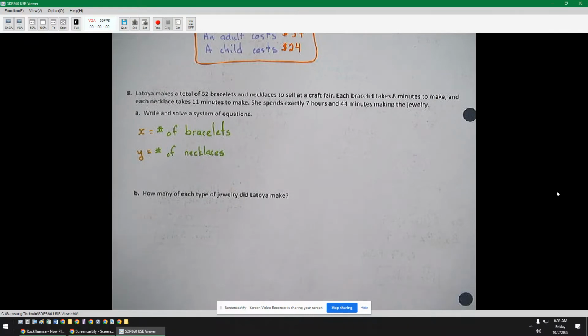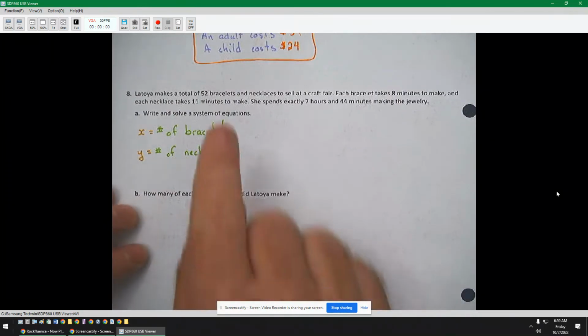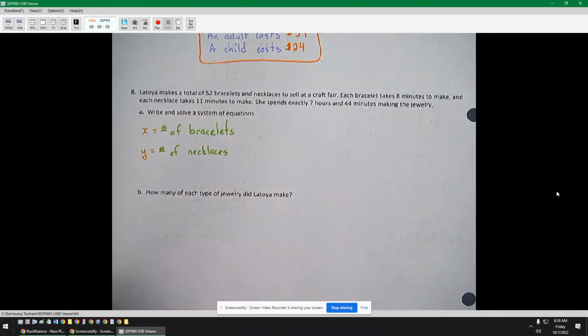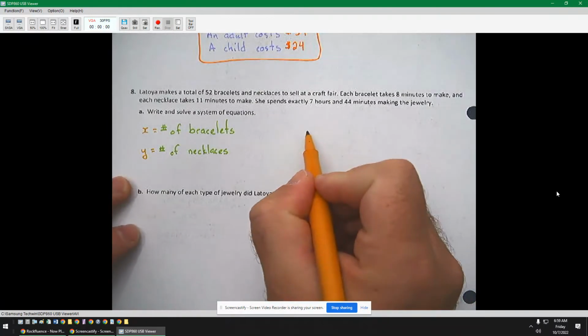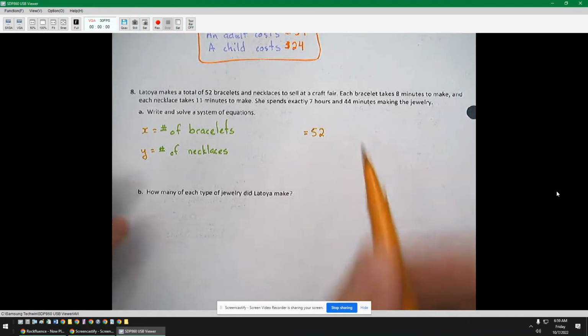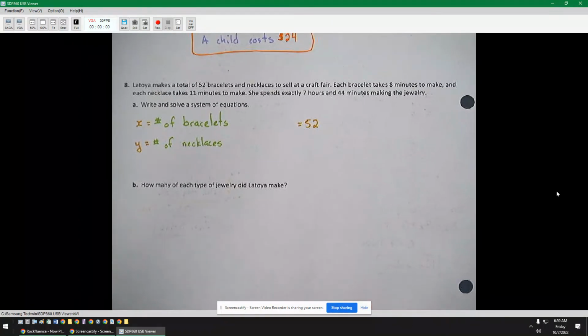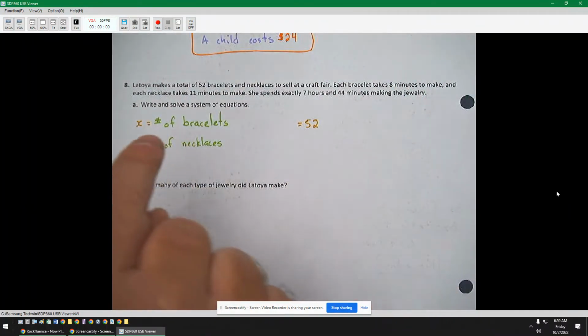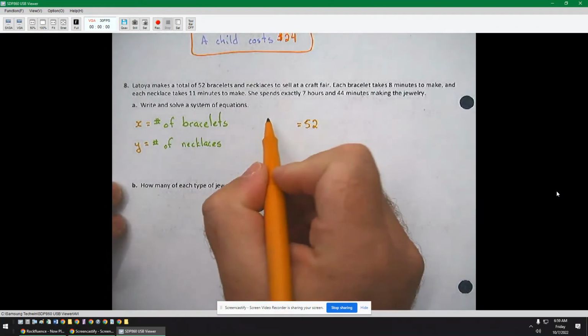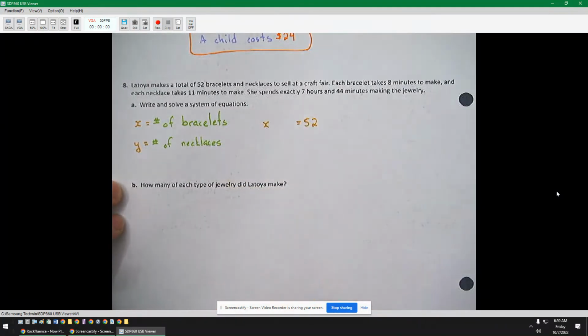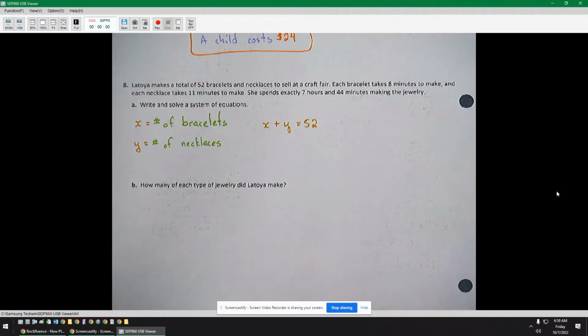So when you write up a system, you want to look for totals in the story, or you want to look for beginnings and changes. All we're doing today are totals. So we have a total of 52 things. 52 what? Bracelets and necklaces. Now this might seem like a weird answer, but according to what we know, how many bracelets have we made? Well, if you read the story, it doesn't tell us how many, but we've defined X to stand for the number of bracelets. So we made X bracelets and we made Y necklaces. So X plus Y. The total of those two numbers has to add up to 52.